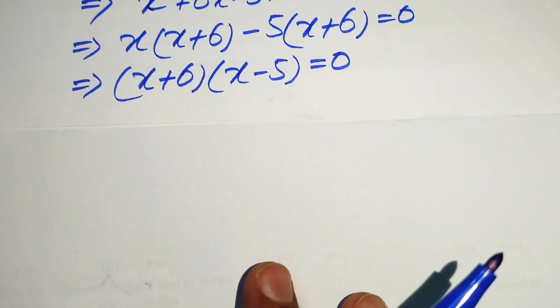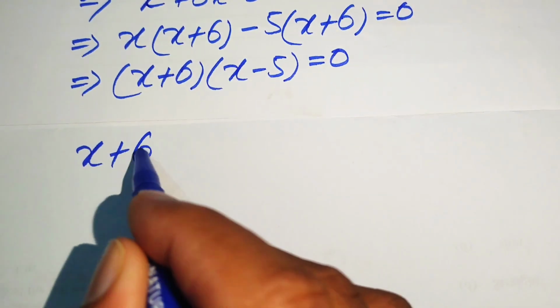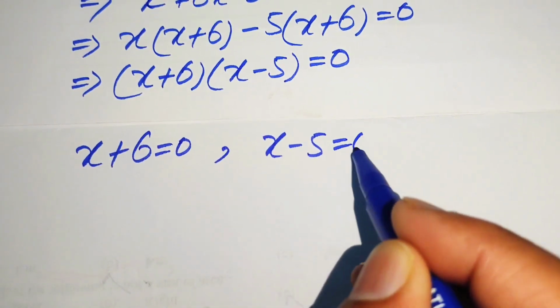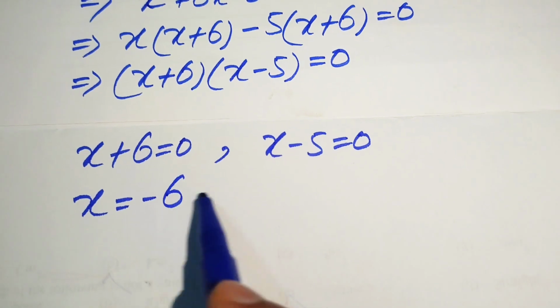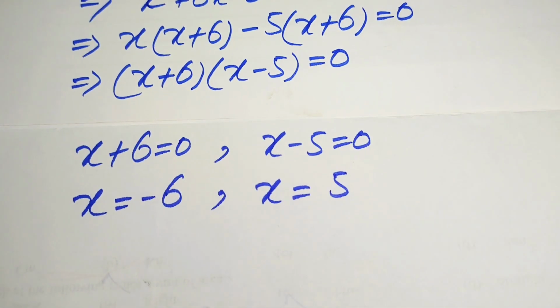And after that we divide this equation into two cases. The first case is we take x plus 6 equals to 0, and the second case is we take x minus 5 equals to 0. So from the first case, we easily get the value of x equals to minus 6, and here you get the value of x equals to 5.